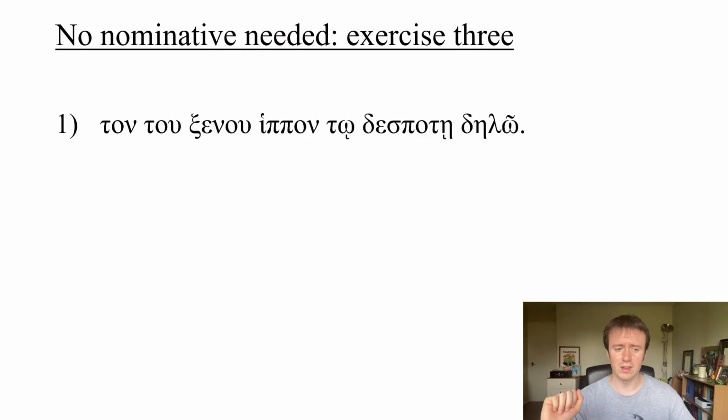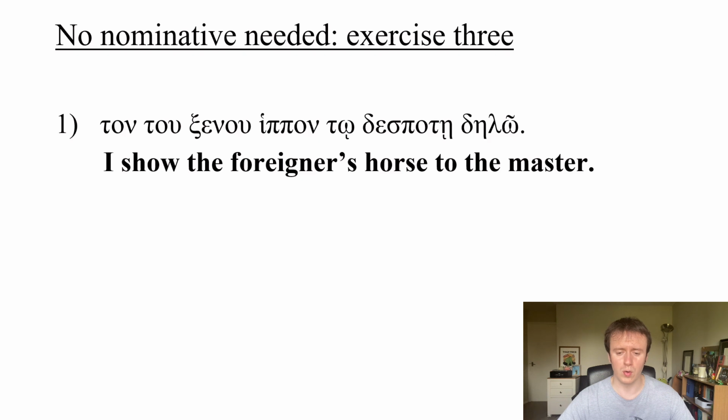Let's now talk through these, starting with number 1. Number 1 is ton tu xenu hippon toi despotei delor. This should have been translated as, I show the foreigner's horse to the master. You could have said, I am showing the foreigner's horse to the master. We knew that it meant this because the verb here was delor at the end, okay?